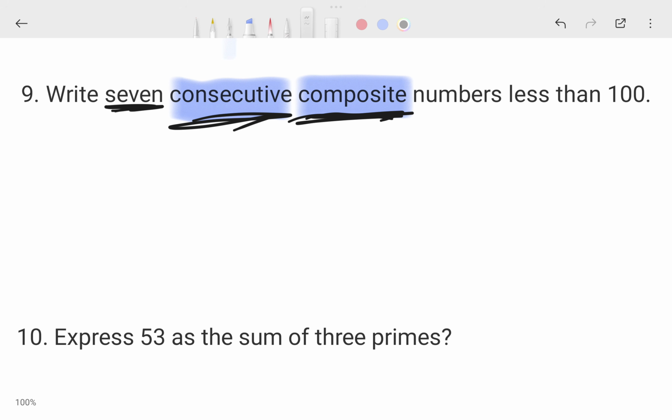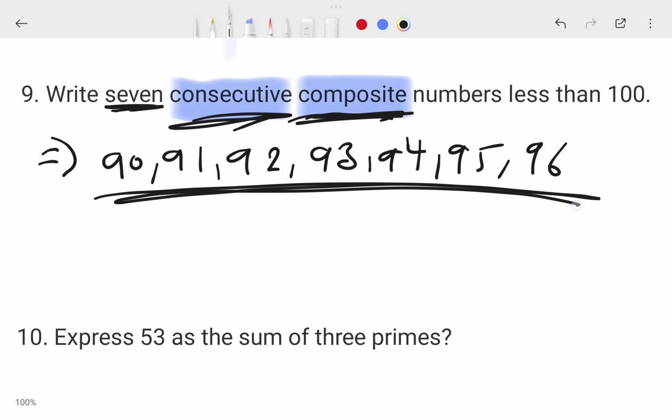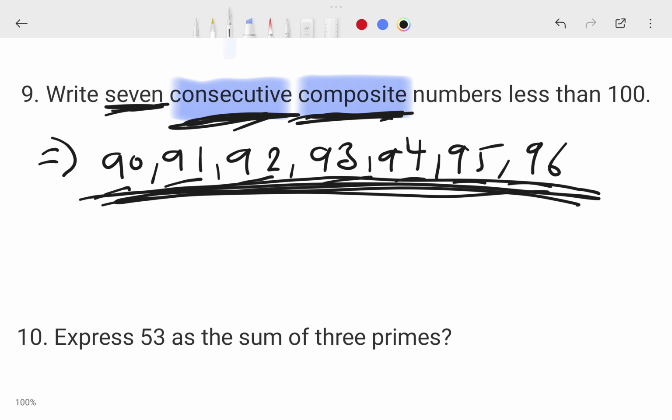We choose a number. If you think 90, 91, 92, 93, 94, 95 and 96, these are consecutive composite numbers. This is the series. If you see 90, 91, 92, 93, 94, 95, 96, are there 7? Is it continuous? Yes, it is continuous. Now, is 90 a composite number or not? Yes. Is 91 composite or not? It is. 92, 93, 94, 95, 96, these are all composite numbers, and all are in one proper series. So this is our answer.